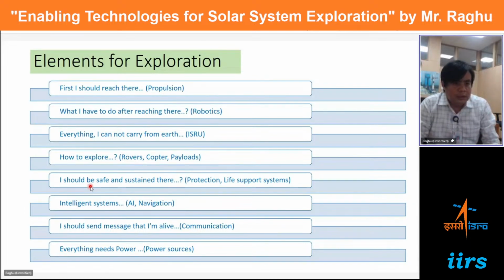Later on, since the surface environment is not habitable, I should be safe and sustained there. So I need protection and life support systems, and the system should need less human intervention, because it should be self-sustained and intelligent. We need AI technology and navigation systems. And after reaching there, I should communicate to Mother Earth where I am, what I am doing there, and whether I am alive. Communication technology is required for all of this.